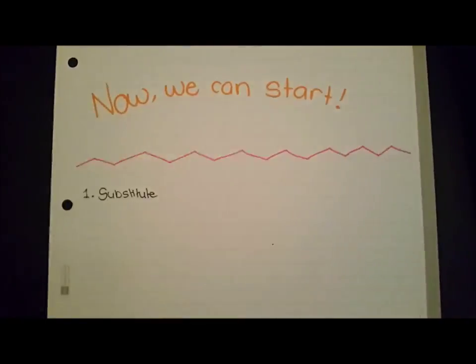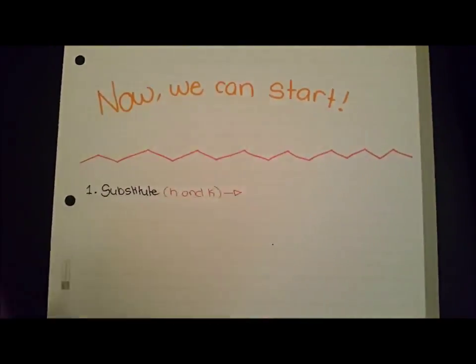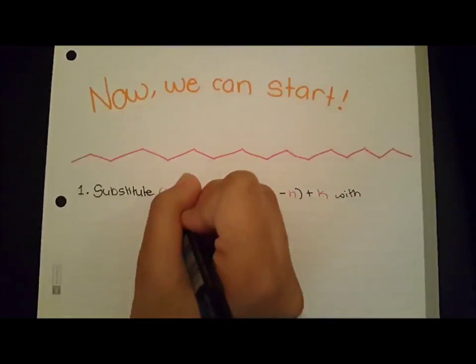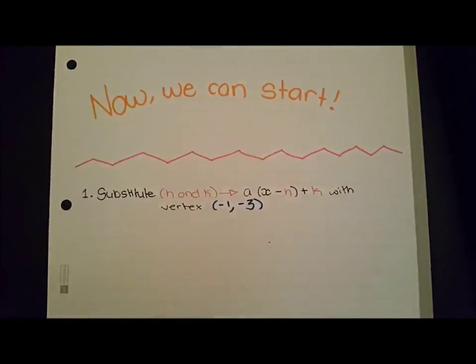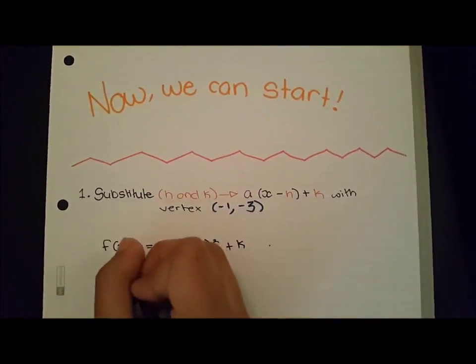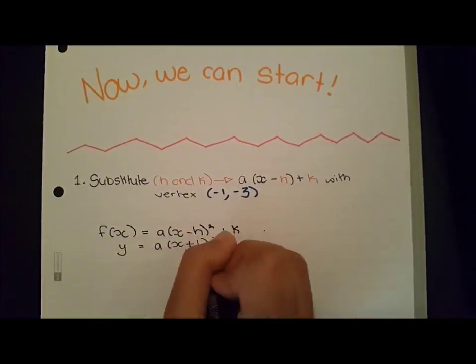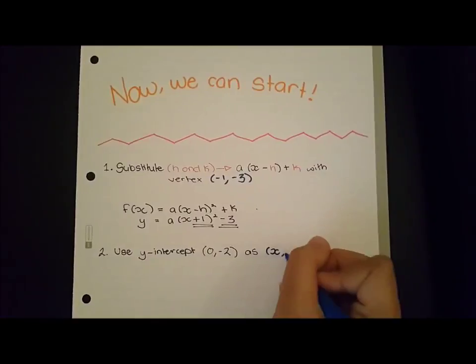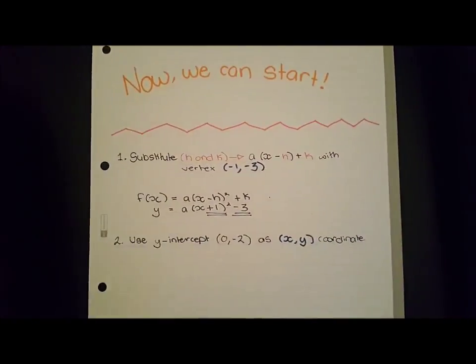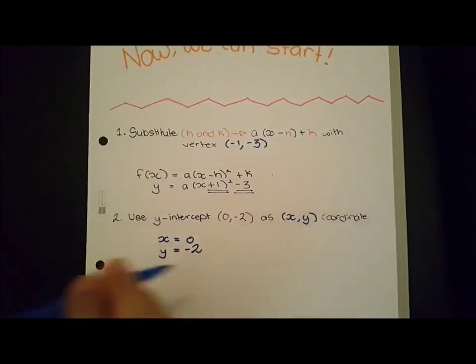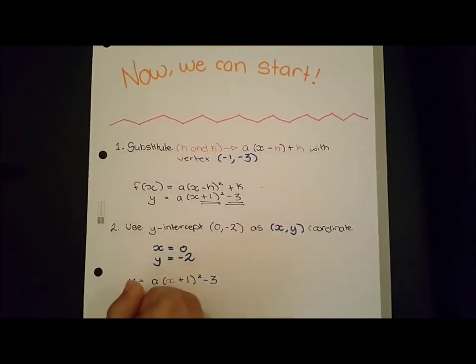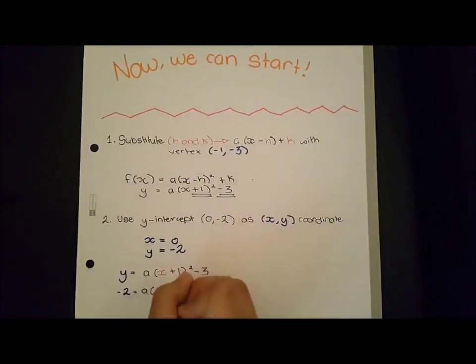Substitute the terms h and k in the vertex form a bracket x minus h squared plus k with the given vertex minus 1, minus 3. Next, we are able to use the given y-intercept 0, minus 2 as an xy coordinate, where x equals 0 and y equals minus 2. This could be substituted as per the following. Rearrange the equation to solve for a.